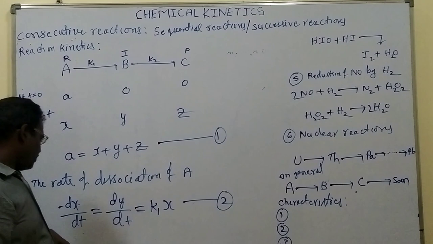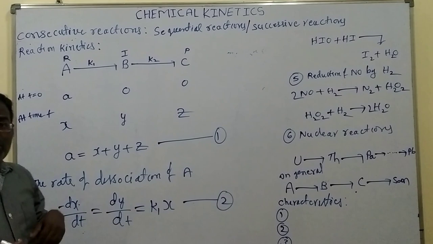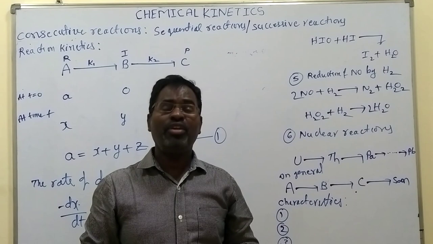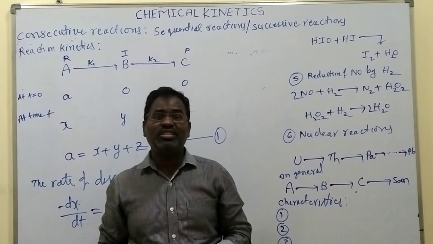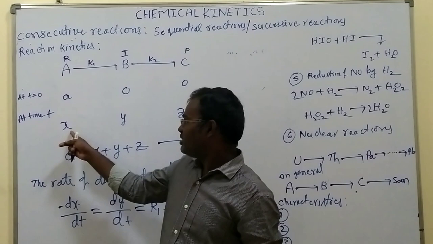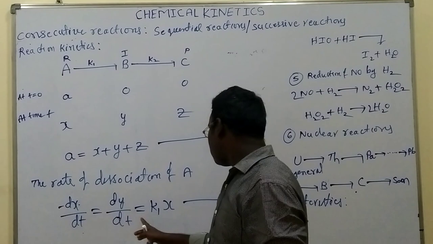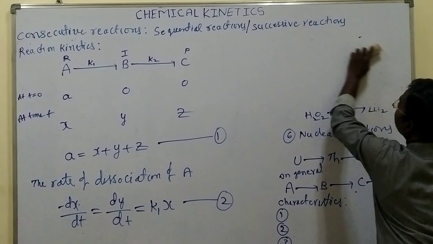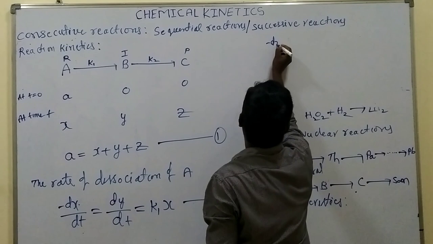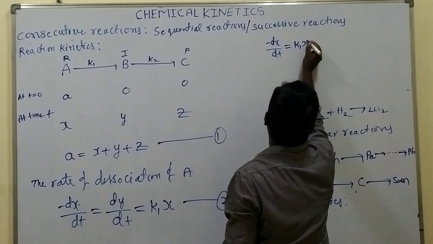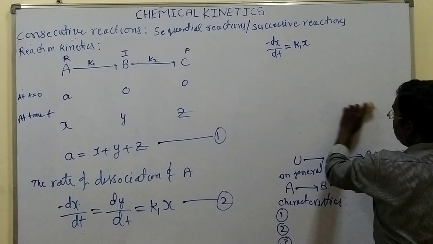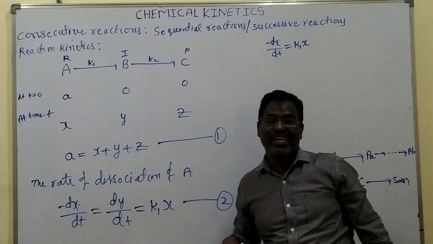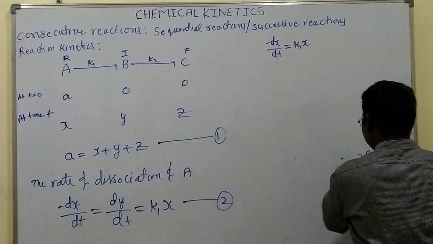That means the rate of dissociation of A is equal to the rate of formation of B. And according to the rate law, the rate of the reaction is directly proportional to the concentration of the reactant. The reactant concentration at time t is x, so the rate of dissociation of A is equal to k1 into x. Further, we can write minus dx by dt is equal to k1 into x. Here we are deriving an integral equation for the dissociation of the reactant A.